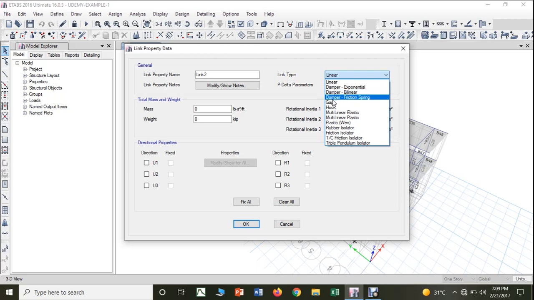Okay, even this gap or hook or multilinear elastic, all these are also some of the other types of links that you are going to use. Then you can see here rubber isolator, friction isolator, T-bar C friction isolator, triple pendulum isolators. Again, these are some of the most effective instruments or components that you can use in buildings to protect them from earthquakes. So what these isolators do is, they deviate the earthquake waves which come in the soil.